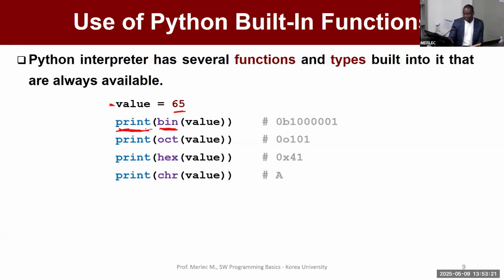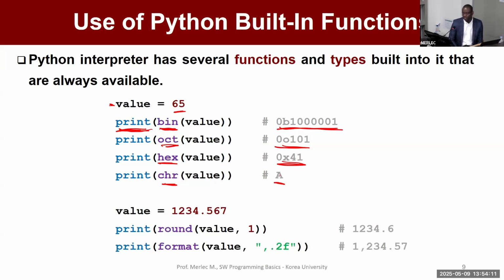Then we use the print function to print the results, that will be represented as you can see in the comment line. Oct also takes the same integer value, and then it's converted into the octal representation, which will be like that. And then you have also hex, which takes a given value and converts it into hexadecimal representation as shown here. Same for chr, which takes a value and then represents it as a character like that. So this is the way we use those built-in functions.